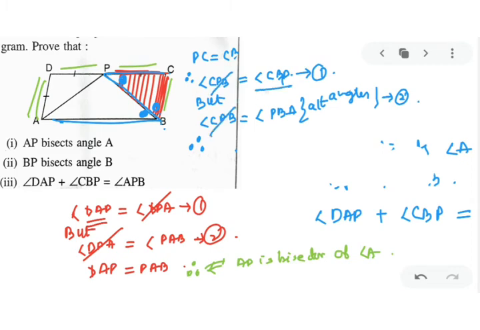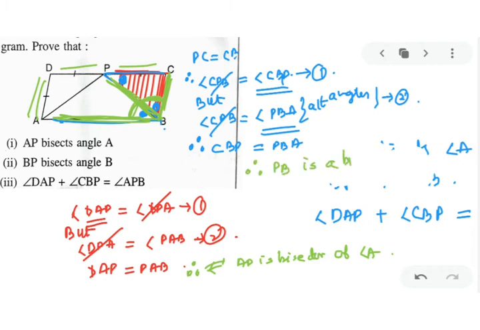CPB cut. So CBP is equal to PBA. That means CBP is equal to PBA. These both angles are equal. Therefore, you can say PB is a bisector. So your first two are done.